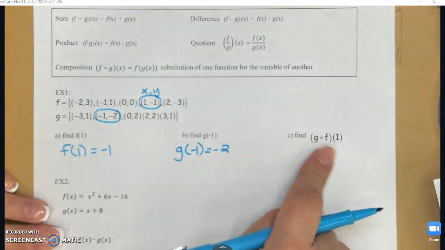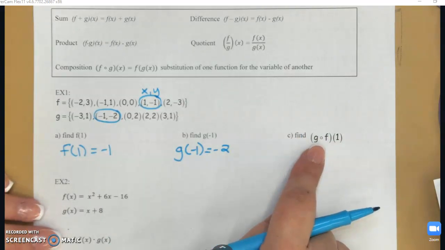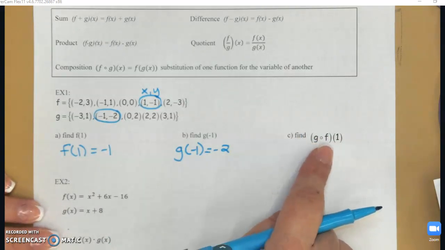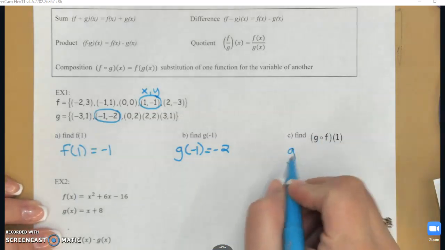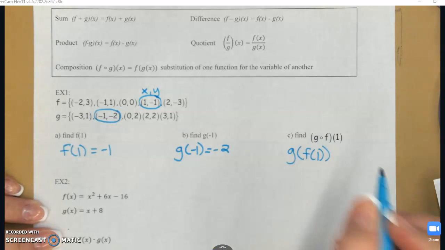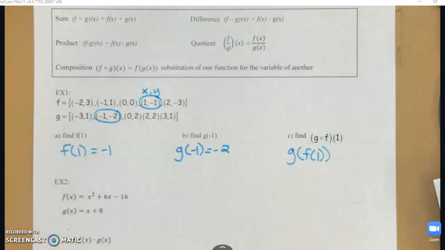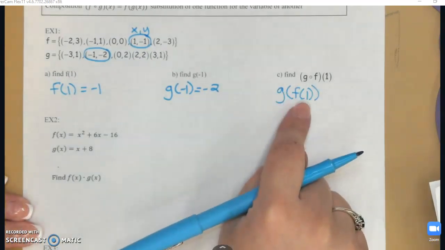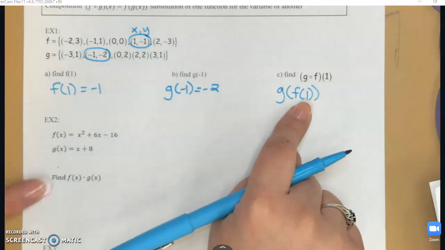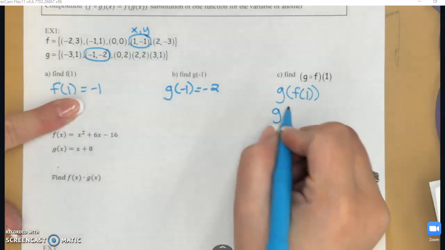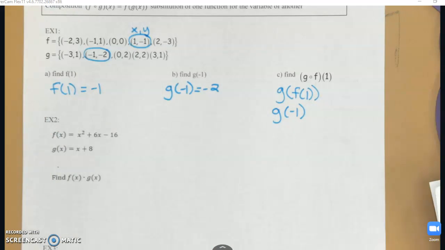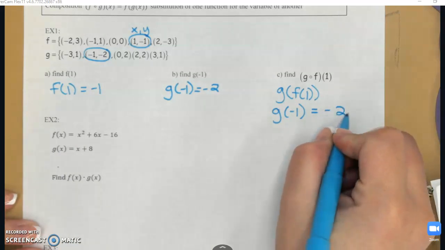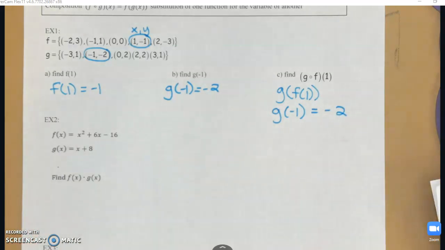Now lastly, on part C, remember that open circle means composition. So I want to find g of f of 1. So what I'm going to do is rewrite this in my alternate composition notation so that I can more clearly see what it is I'm doing. And I'm just going to work from the inside out. Now on the very inside I have f of 1. I know what f of 1 is from part A, and that is negative 1. So now what I'm looking for is g of negative 1, which I know from part B is negative 2. And that is my final answer. So we can also use composition with an XY table or a set of ordered pairs.